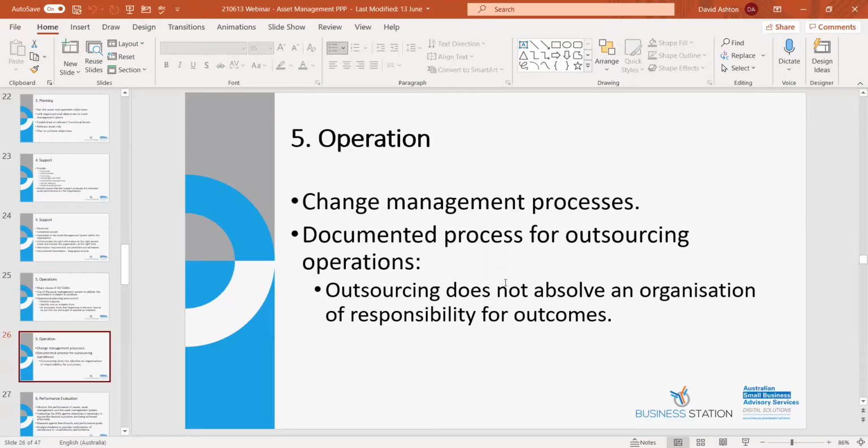So any outsourcing that you do, so outsourcing repair and maintenance, for example, you need to document that process. It may be a contractor agreement with a supplier to come and maintain it. You need to document the process for outsourcing, and importantly, that outsourcing does not absolve an organisation of responsibility for outcomes. So you're still responsible, even though you may outsource a particular function of your business, you're still responsible for the ultimate delivery of that outsourced function. You can't absolve yourself of that.